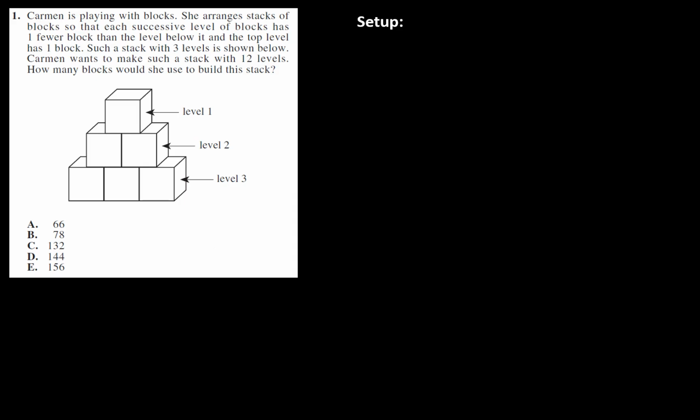Question 1. Carmen is playing with blocks. She arranges stacks of blocks so that each successive level has one fewer block than the level below it, and the top level has one. Now she has 12 levels, so how many blocks does she need in total? So if we set this problem up as such, one block in the first level, two in the second, and so on and so forth until we get to 12, then we can find the total number of blocks by finding the sum.